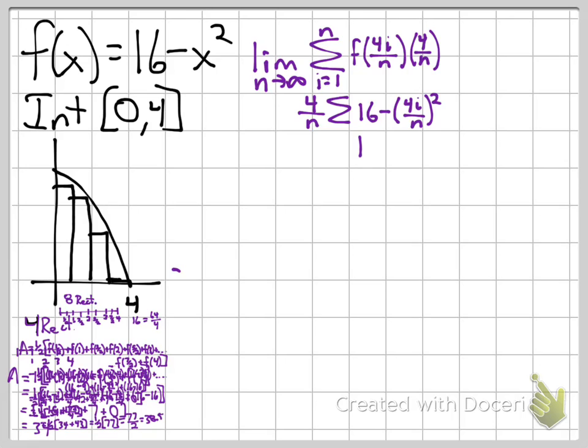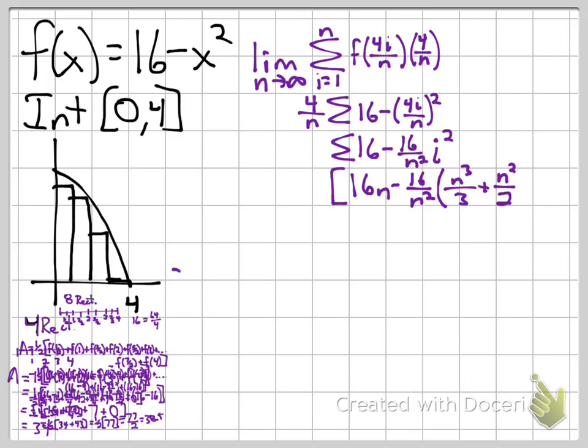Now I'm going to work on the sum. Looks like I'm going to go 16 minus 16 over n squared i squared. And I'm doing that because I want to get i by itself, because I'm really just going to replace it when I bring in the sum, or get rid of the sum, I should say. Now we'll get rid of it. 16 becomes 16n minus 16 over n squared comes down. i squared from our formulas becomes n cubed over 3 plus n squared over 2 plus n over 6.